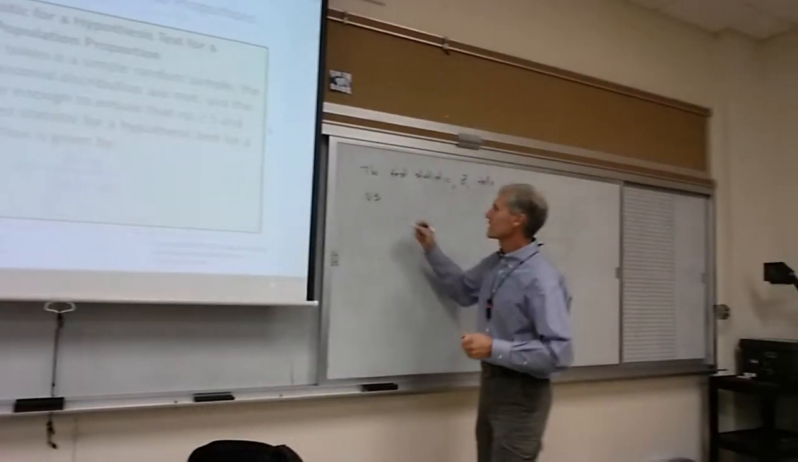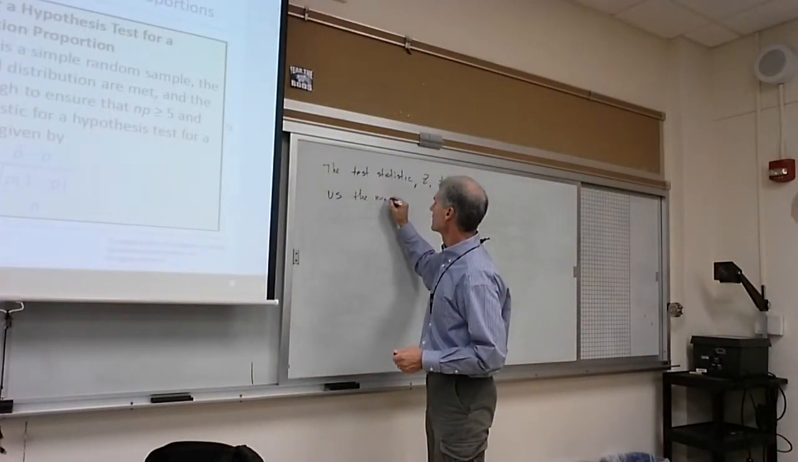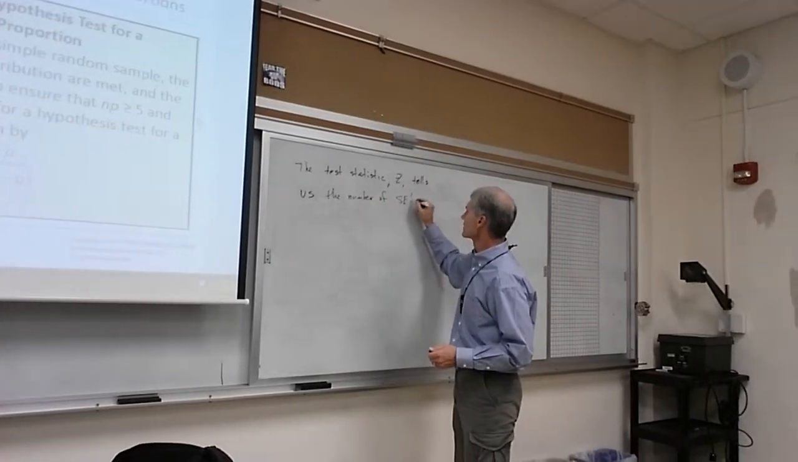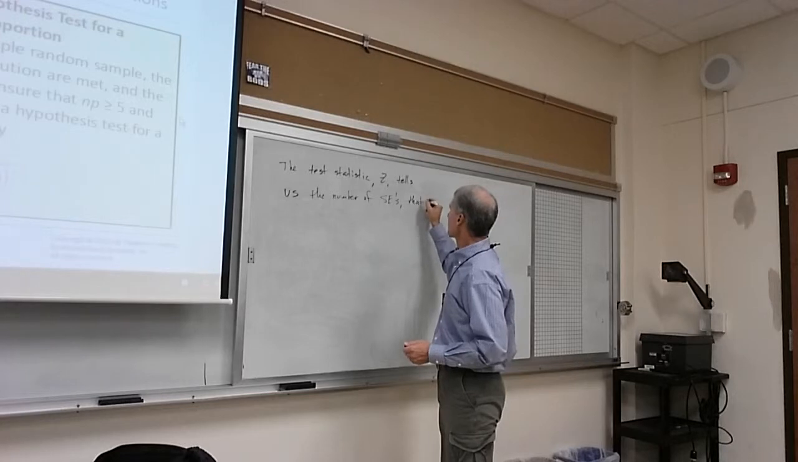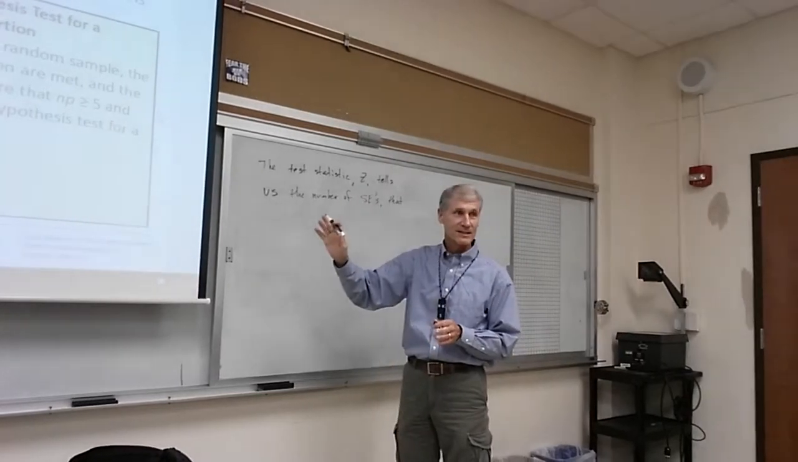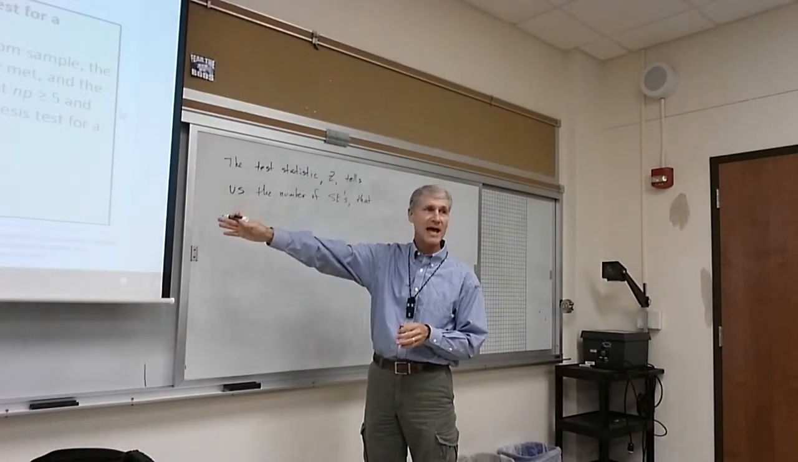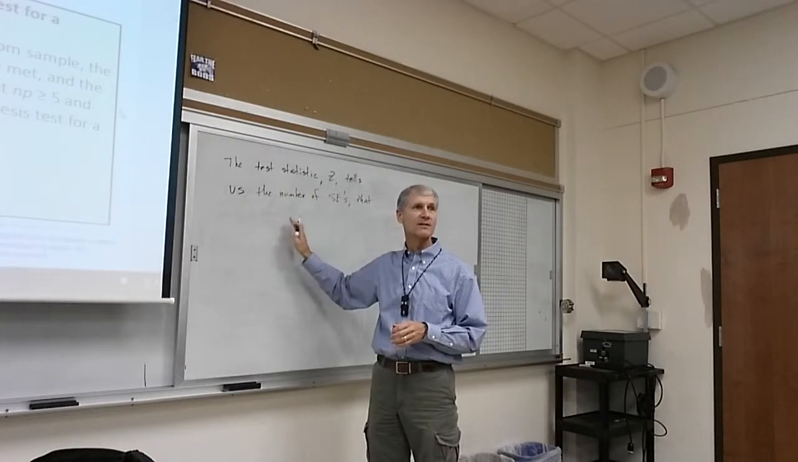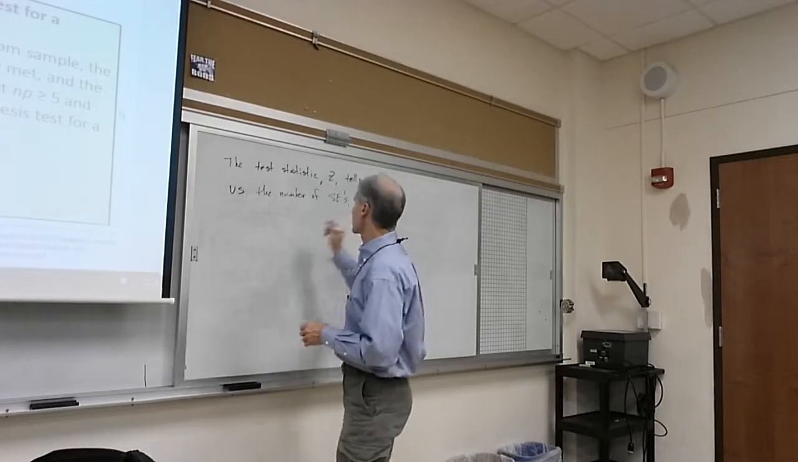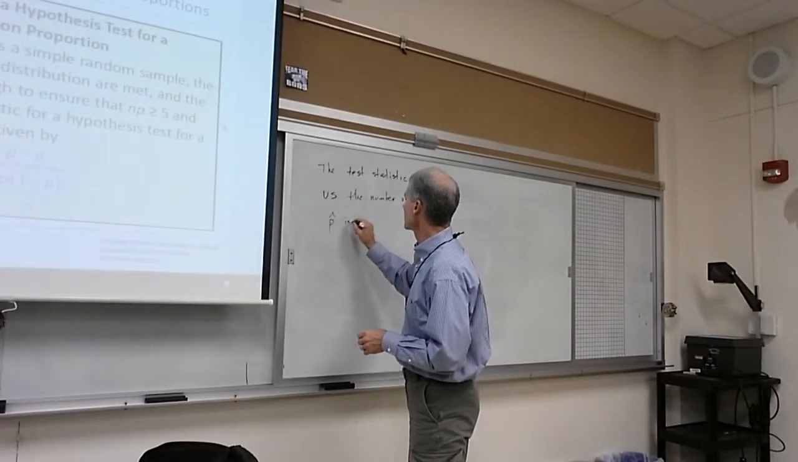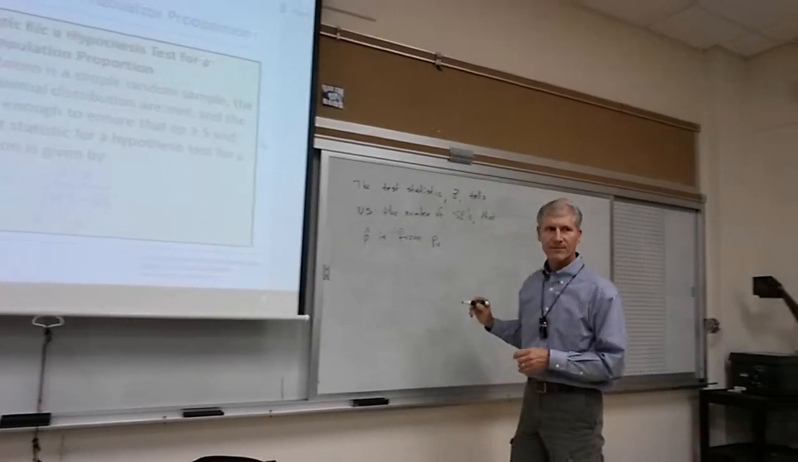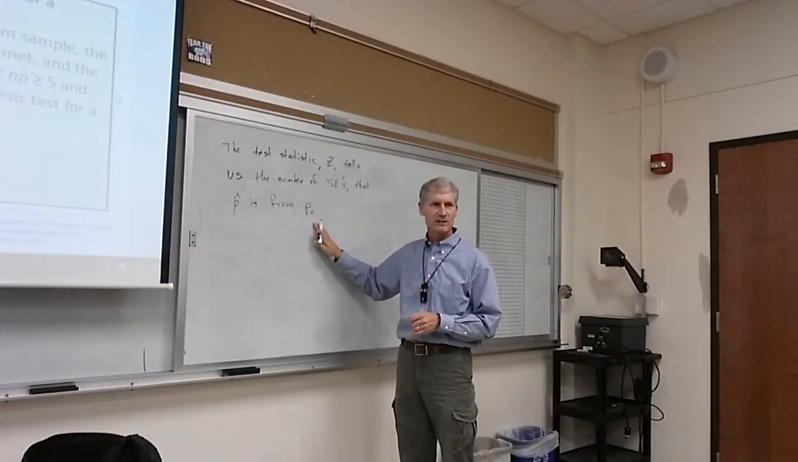So it tells us the number of standard errors that the sample statistic, in this case P hat, is from the hypothesized population parameter. That P hat is from P0. So what do you suppose P0 is?